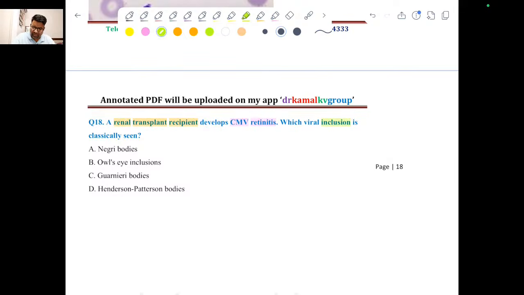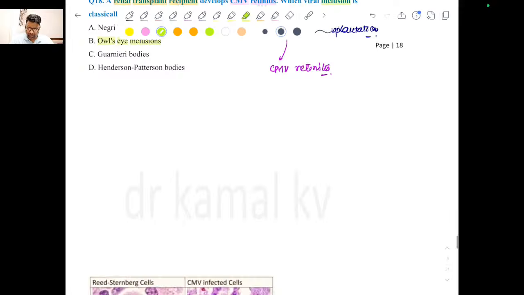Which viral inclusion body is classically seen? So I think post renal transplantation, so high chances of cytomegalovirus retinitis, and the classical, yes, Priya, very good, Gaurav, very good, this is Owl's eye inclusion. Clear? So this is Owl's eye inclusion.